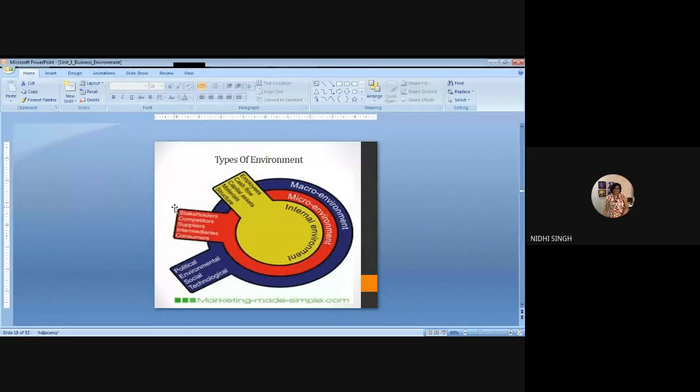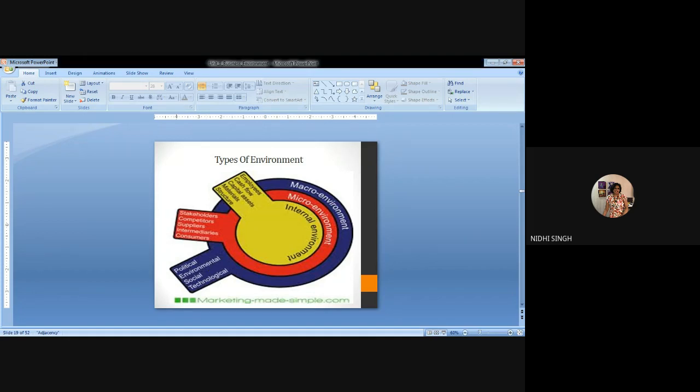These are the types of environment you have studied. The internal environment where employee, cash flow, capital assets, material and structure are there. Then comes the micro: stakeholders, competitors, supplier, intermediaries and consumer. And then the macro: political environment, social, technological, legal. What is the difference between a customer and a consumer?